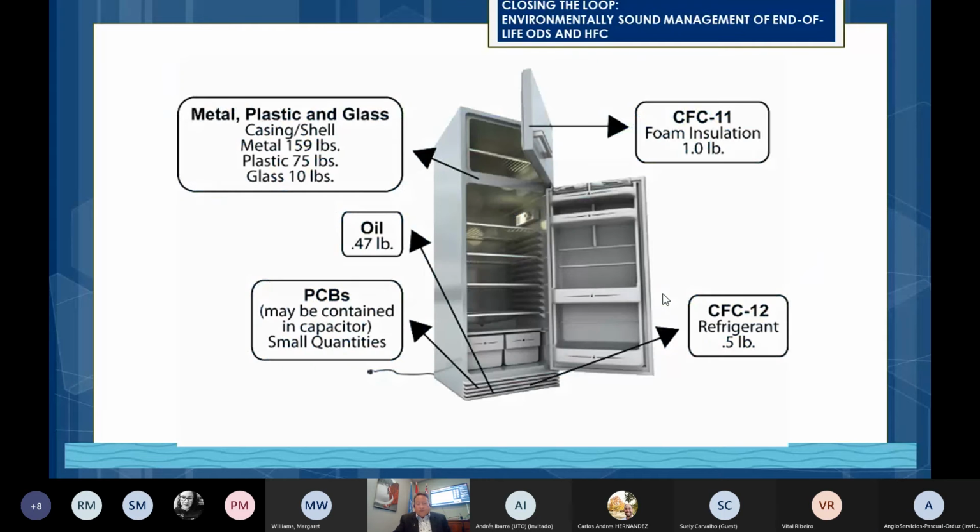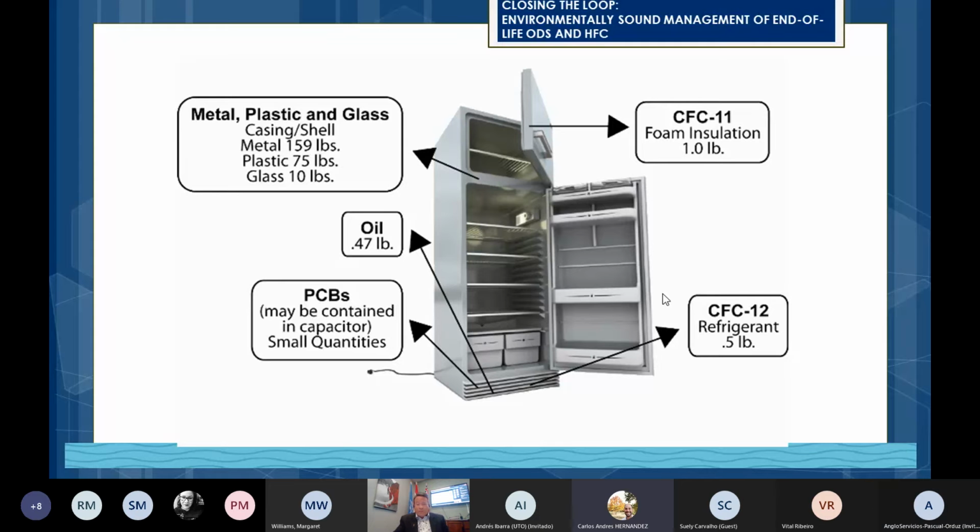A fridge, this is just a typical refrigerator, and 95%... Sorry, Mark. Yes. Pascual, we are hearing you in the English room. Oh, yeah. Okay, thank you.